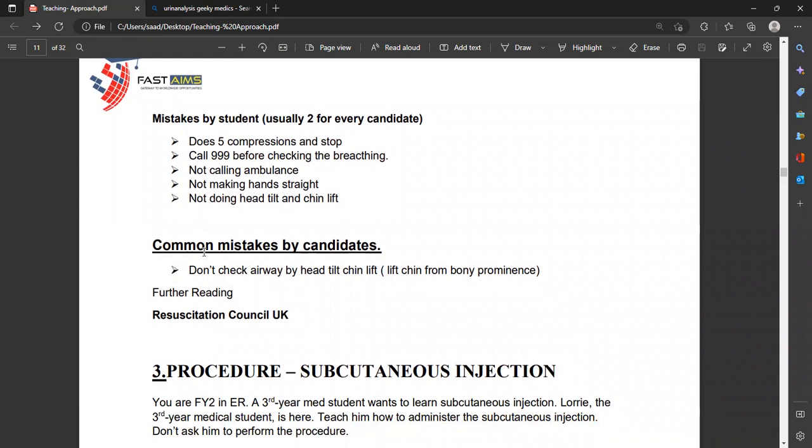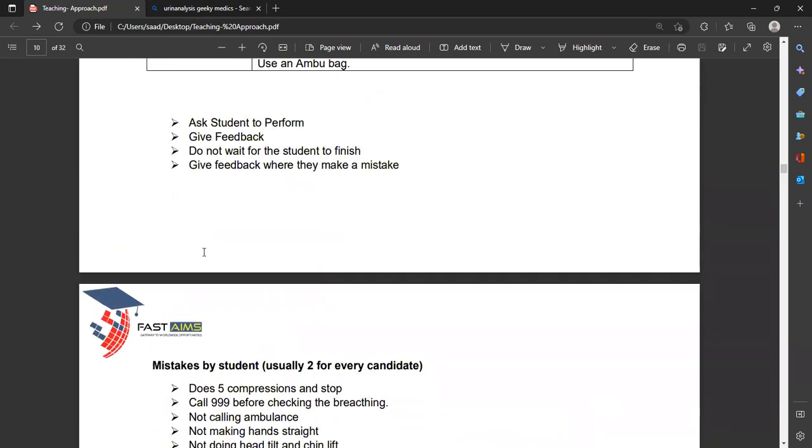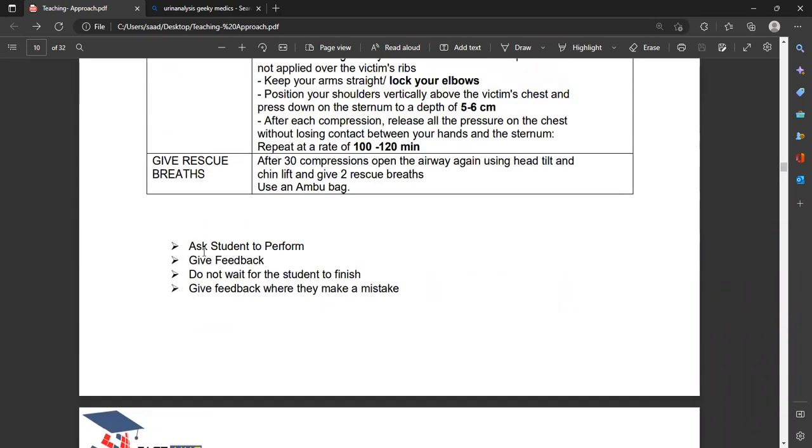Okay, all right. So this is the simple approach. The student might make mistakes. You have to point out those mistakes and do this BLS.